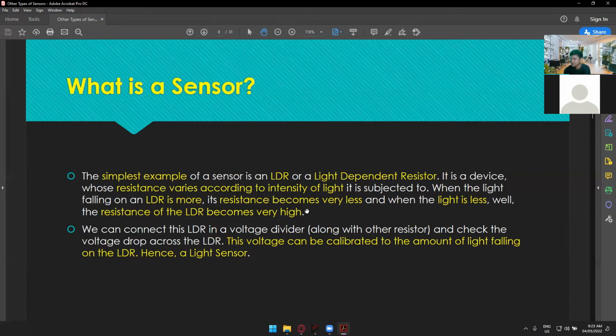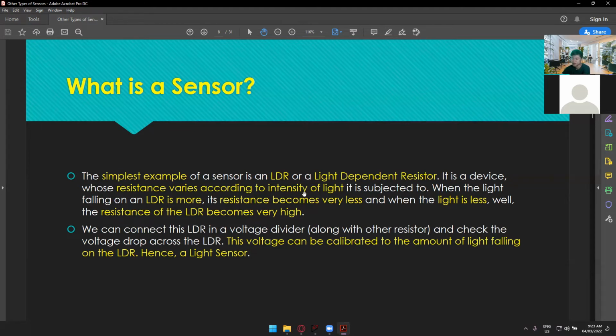Let's see how this is useful. Let's say it's a standalone device which is using a battery. It is not connected to our outlet. Let's say there is a brownout. It detects that there is no light hitting the LDR, so it will light up its bulb, or whatever is connected to it, an LED or a bulb. So that is one example of a sensor.